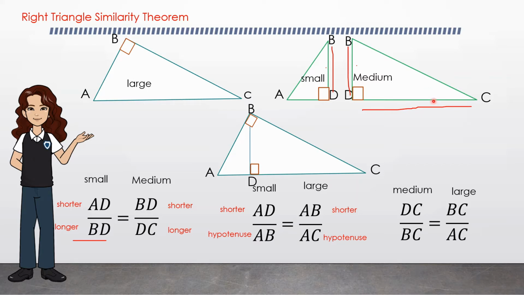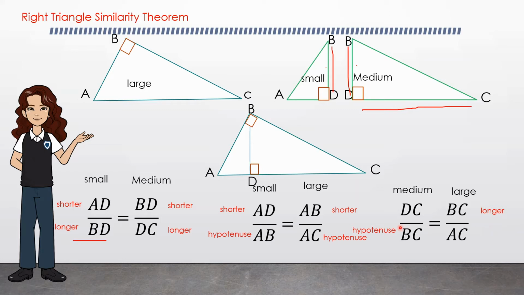So, the same length is this part, BC. Look at this, BC. In a large and in a medium, the same length is BC. So, what part of the medium is the segment BC? That is the hypotenuse. But in a large triangle, that we call the longer leg.